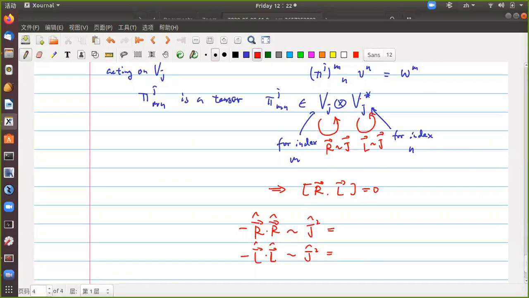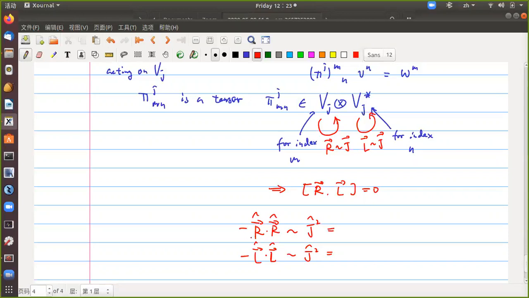SU2. Of course SU2 can represent functions on SU2, but it's not an irreducible representation. Here Vj and Vj star are irreducible representations. But when you make a tensor product of two irreducible representations, you actually get the Hilbert space of functions on SU2. So it's better to clarify these relations.